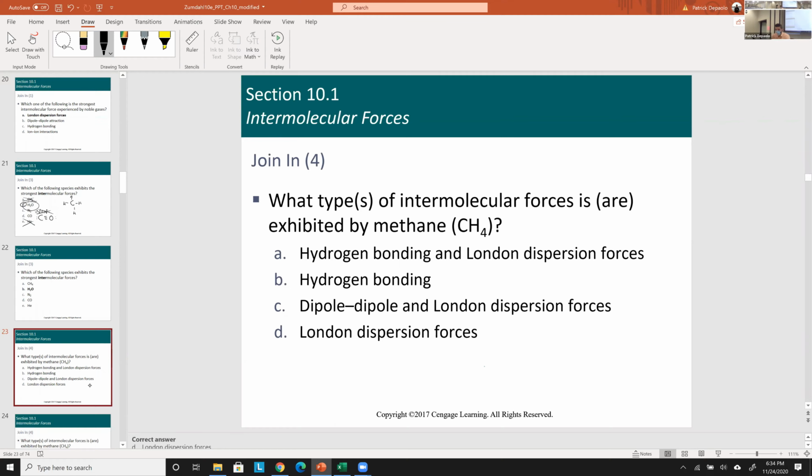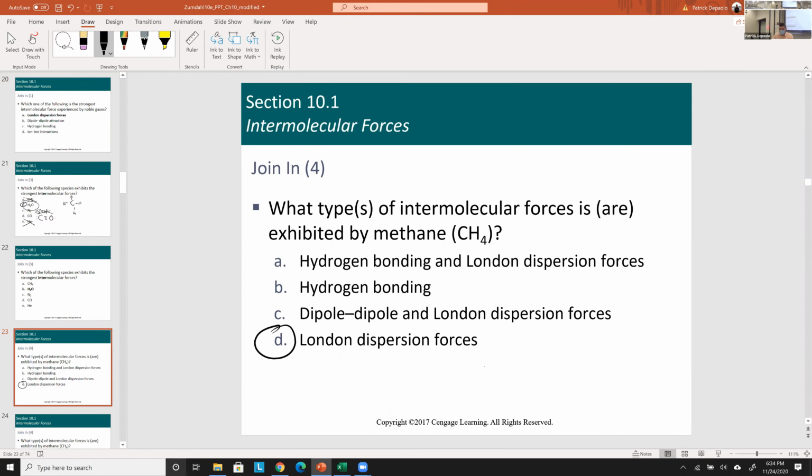Okay, now what types of intermolecular forces are exhibited by methane? Kind of already went over this. Which one or ones? We have D, yep, good. D is the answer. Oh, because it says it down there. I'll hide that. So yes, D is the correct answer, London dispersion, because CH4 is tetrahedral, it's nonpolar, so it's only going to go through nonpolar forces, such as London dispersion.